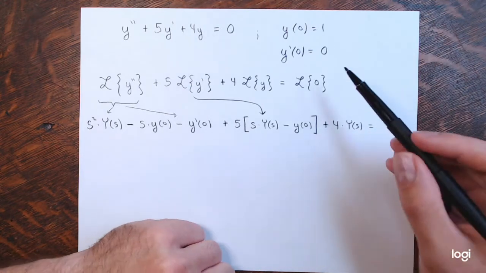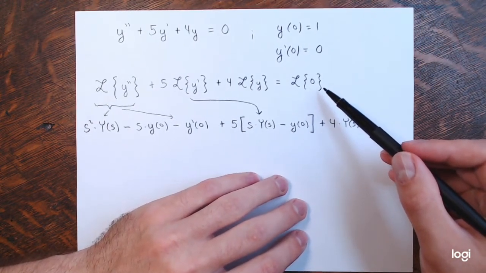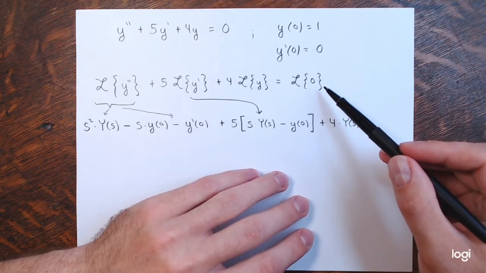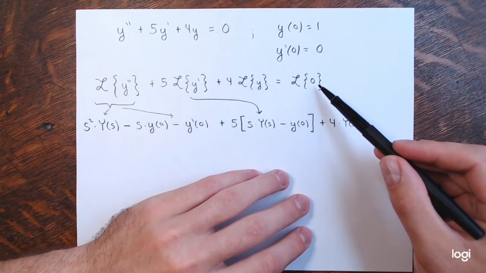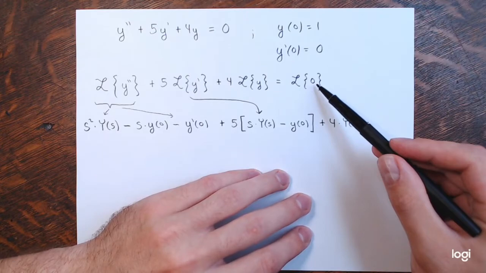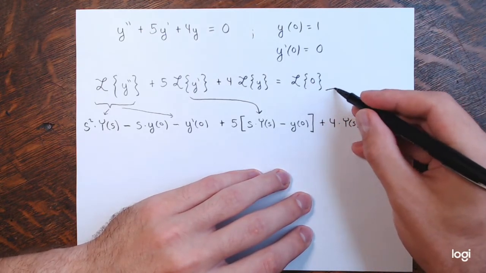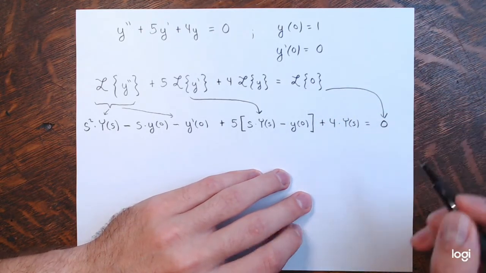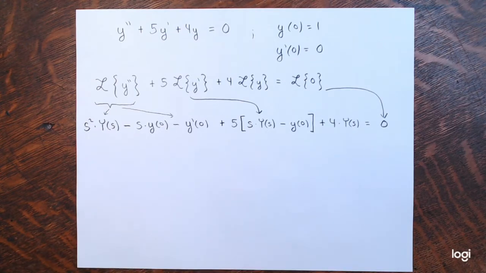equals. And I hope you see, you could use the definition of the Laplace transform to very easily see that the Laplace transform of 0 is 0. It would be the integral from 0 to infinity of e to the negative st times 0, which would just be 0 dt.